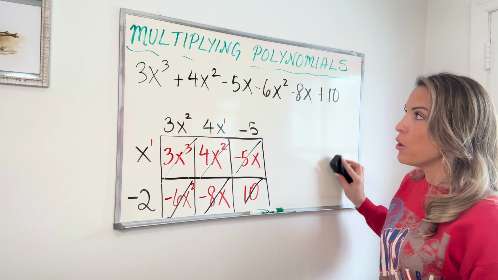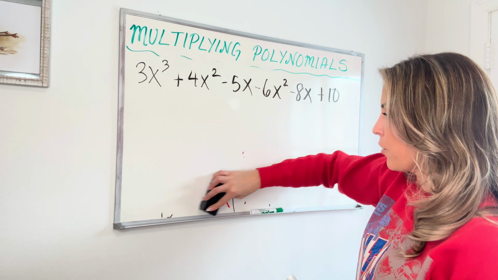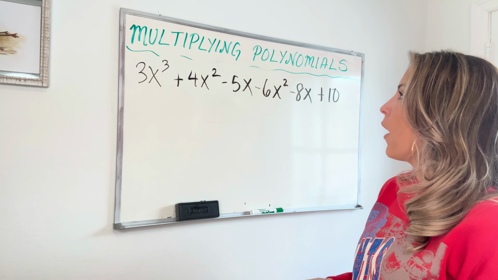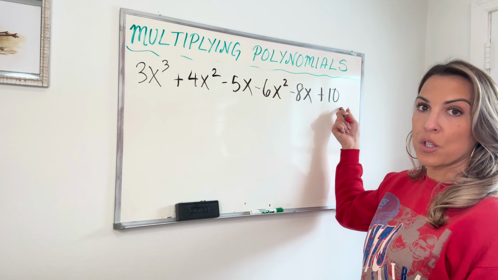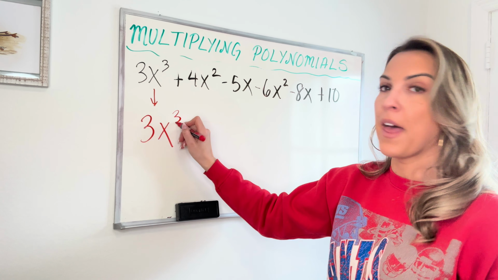All right, so here are all the terms that I got as my products when I multiplied. And now what you want to do is look and see, is there anything to combine? Are there any like terms here? Anything that has the same variable, same exponent. So I start with a 3x cubed. There are no other terms that have x cubed. So that means this 3x cubed is just going to come on down. It can't be combined with anything, right?